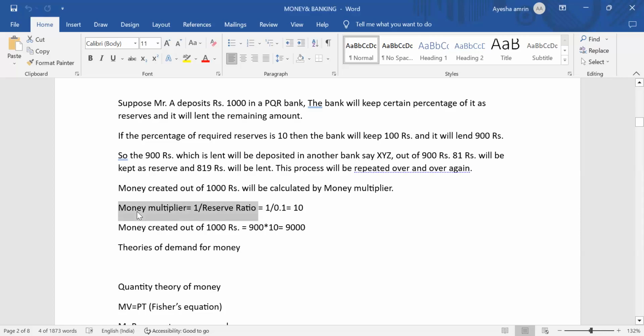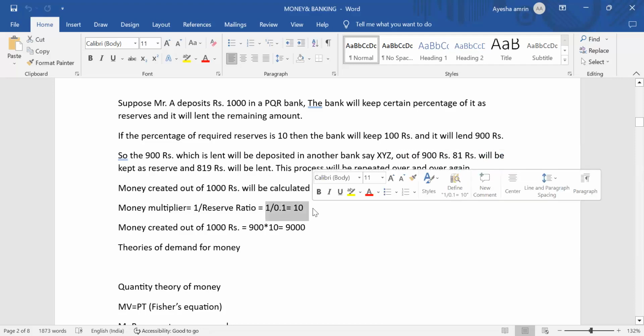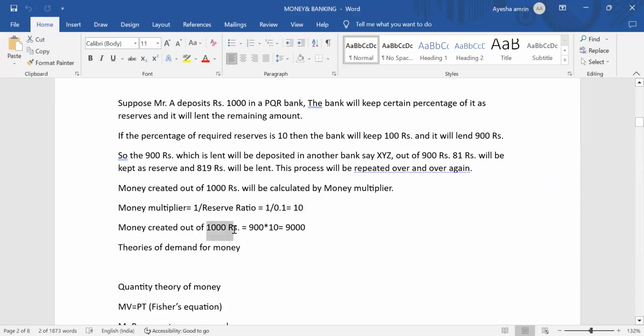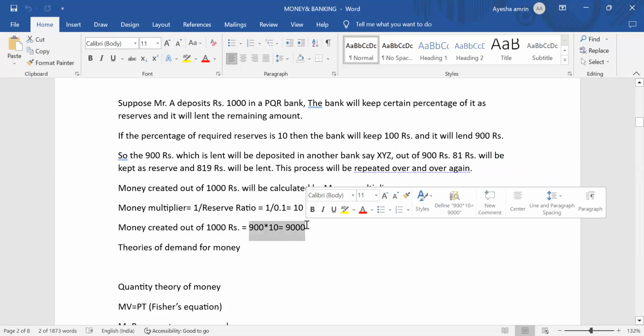Now, they have taken one example over here. If money created is 1000 rupees, how? 1 divided by 0.01 is equal to 10. So therefore, for 1000 rupees, you have to multiply this 900 rupees by 10. So it is 9000 rupees. Now this will create more demand for money.